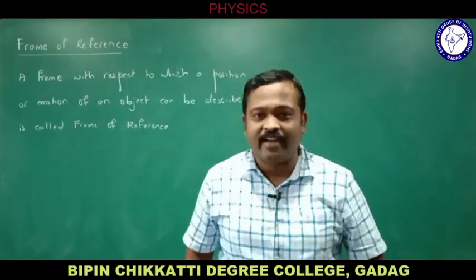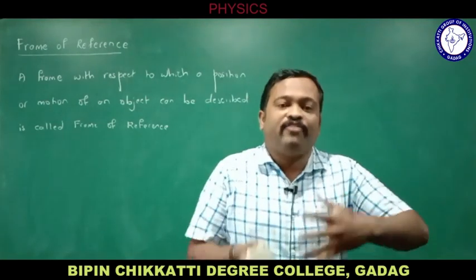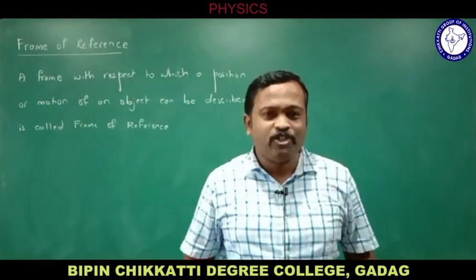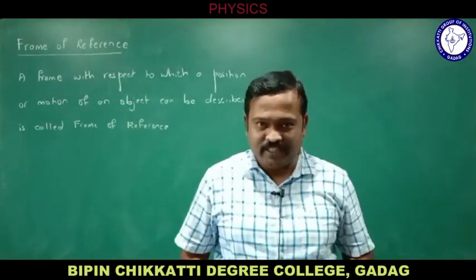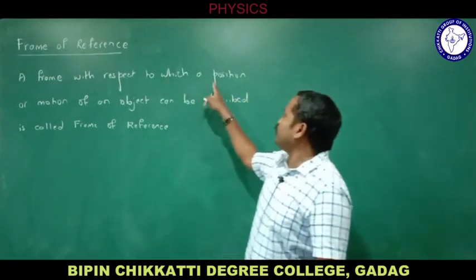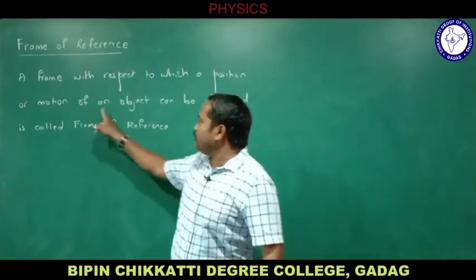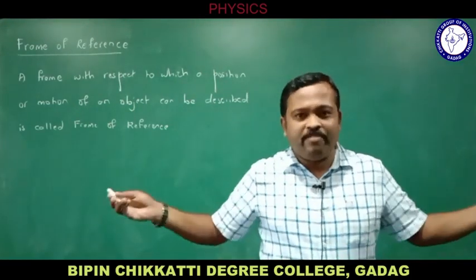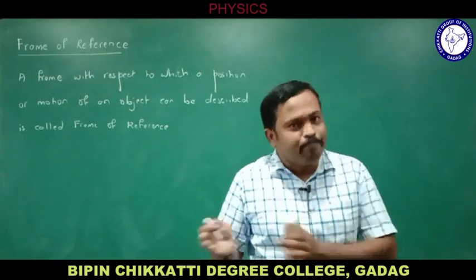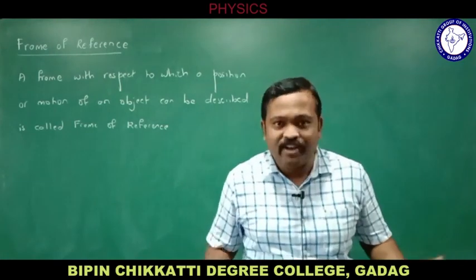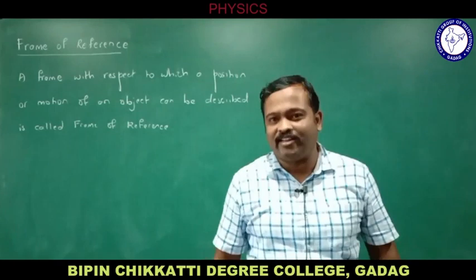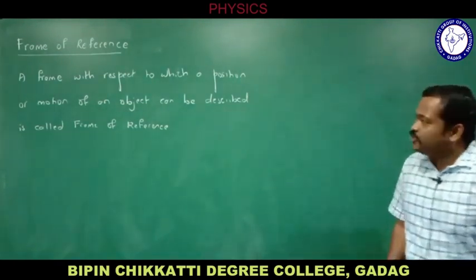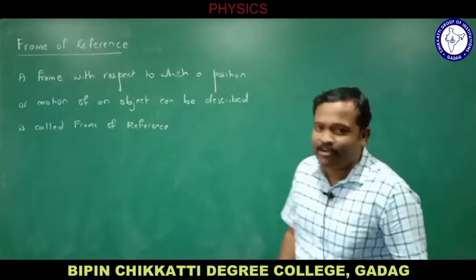We have already learned that motion is relative, right? In one frame we find the object is at rest, in another frame we find that object is in motion. That is why we need a frame of reference. So frame of reference is a frame with respect to which the position or the motion of an object can be described. The frame may be ground, the frame may be bus, the frame may be car, anywhere, right? From where you are observing the object, that itself is a frame here, right?